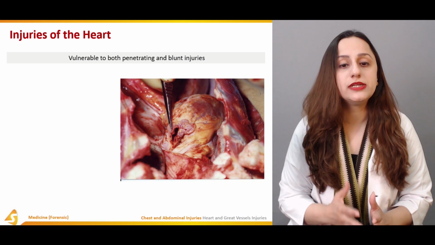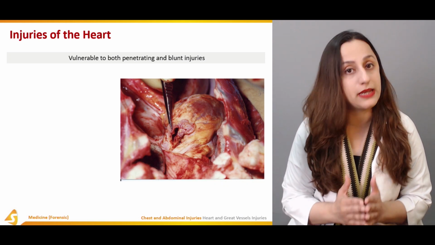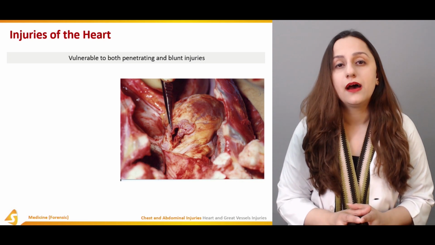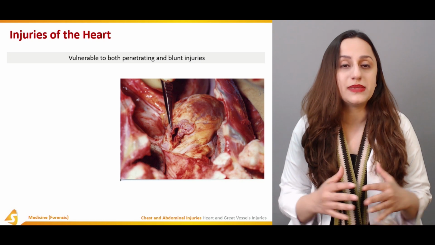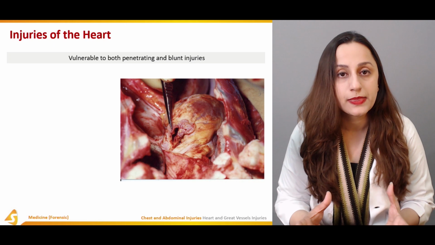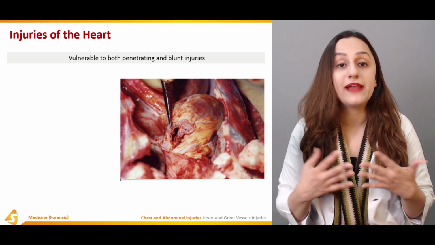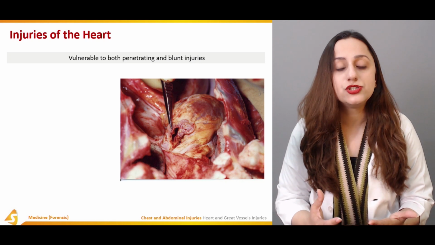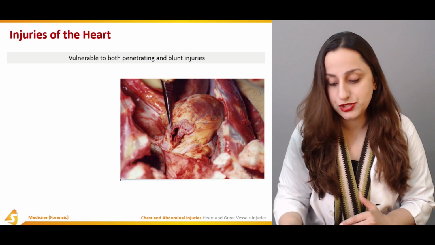Now, talking about the injury to the heart, the heart is very vulnerable to both penetrating and blunt injuries. It is a very delicate organ, and the rib cage provides protection to the heart. So in cases where the ribs are fractured or there is a flail chest condition, the heart is in a very vulnerable position to be damaged.